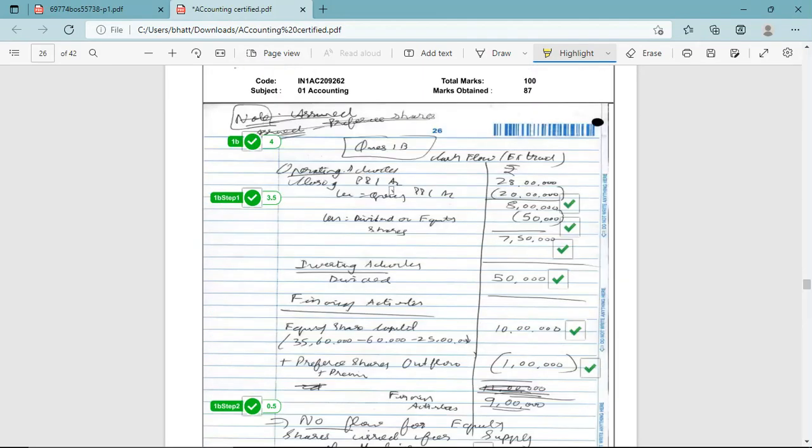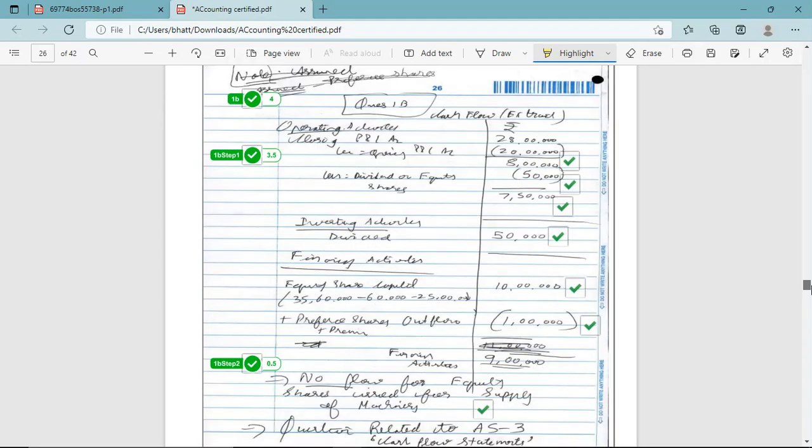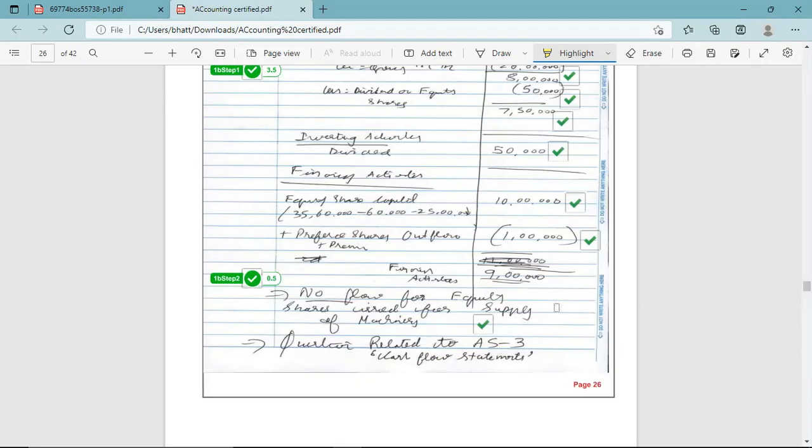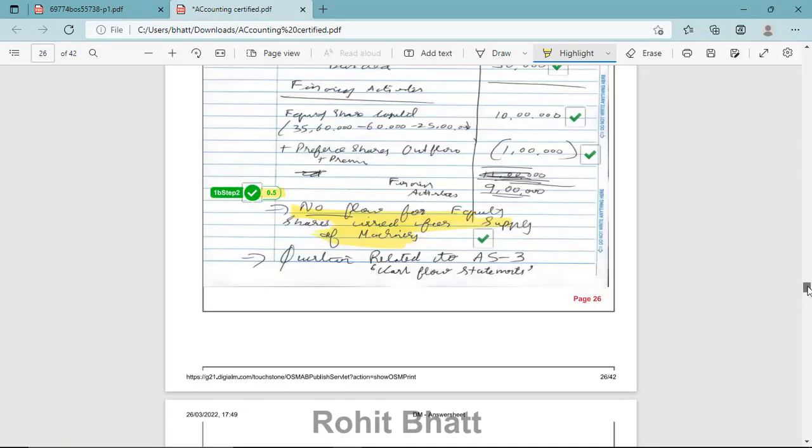And now third, this was a cash flow question. This was also a little different from the questions we do. What I did right was I made this note that no flow for equity shares issued for supply of machinery. For this, I got half marks.